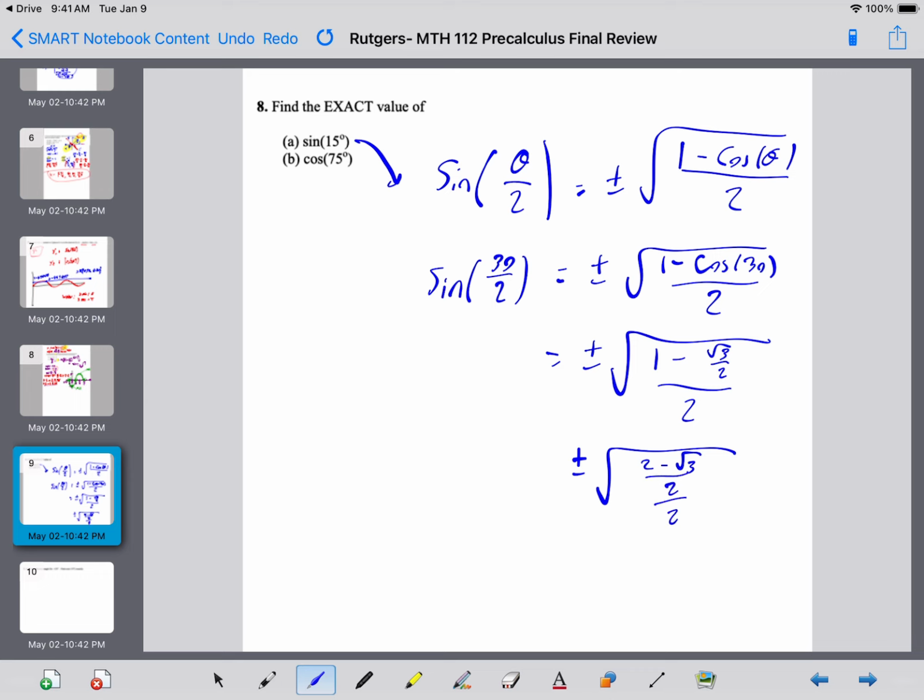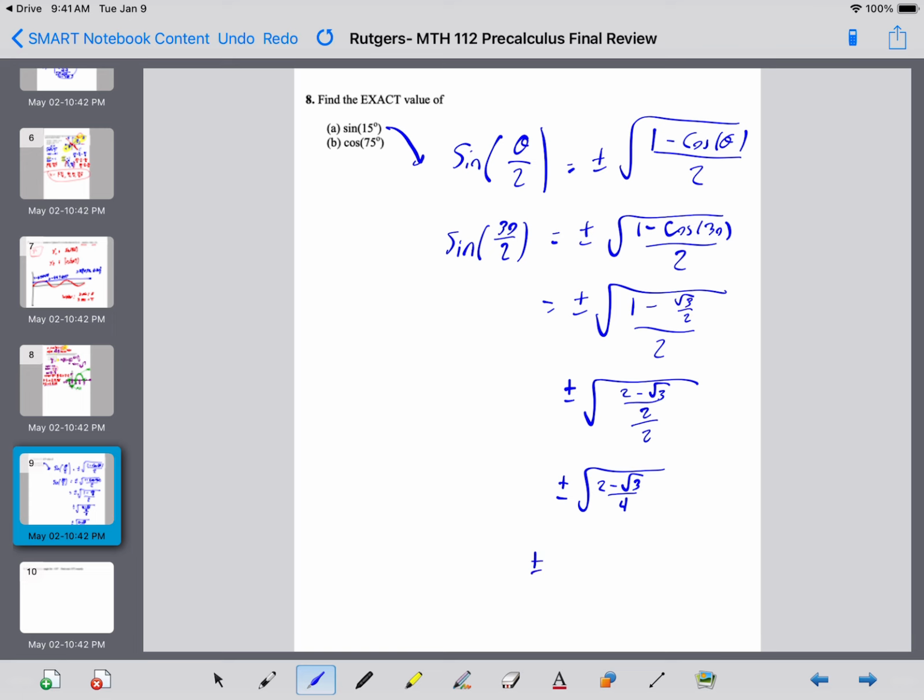Keep change flip. That would be plus or minus the square root of 2 minus the square root of 3 over 4. And then you would have plus or minus square root of 2 minus square root of 3 over 2, I'm sorry. Square root of 4 is 2. And then that would be your answer, right?